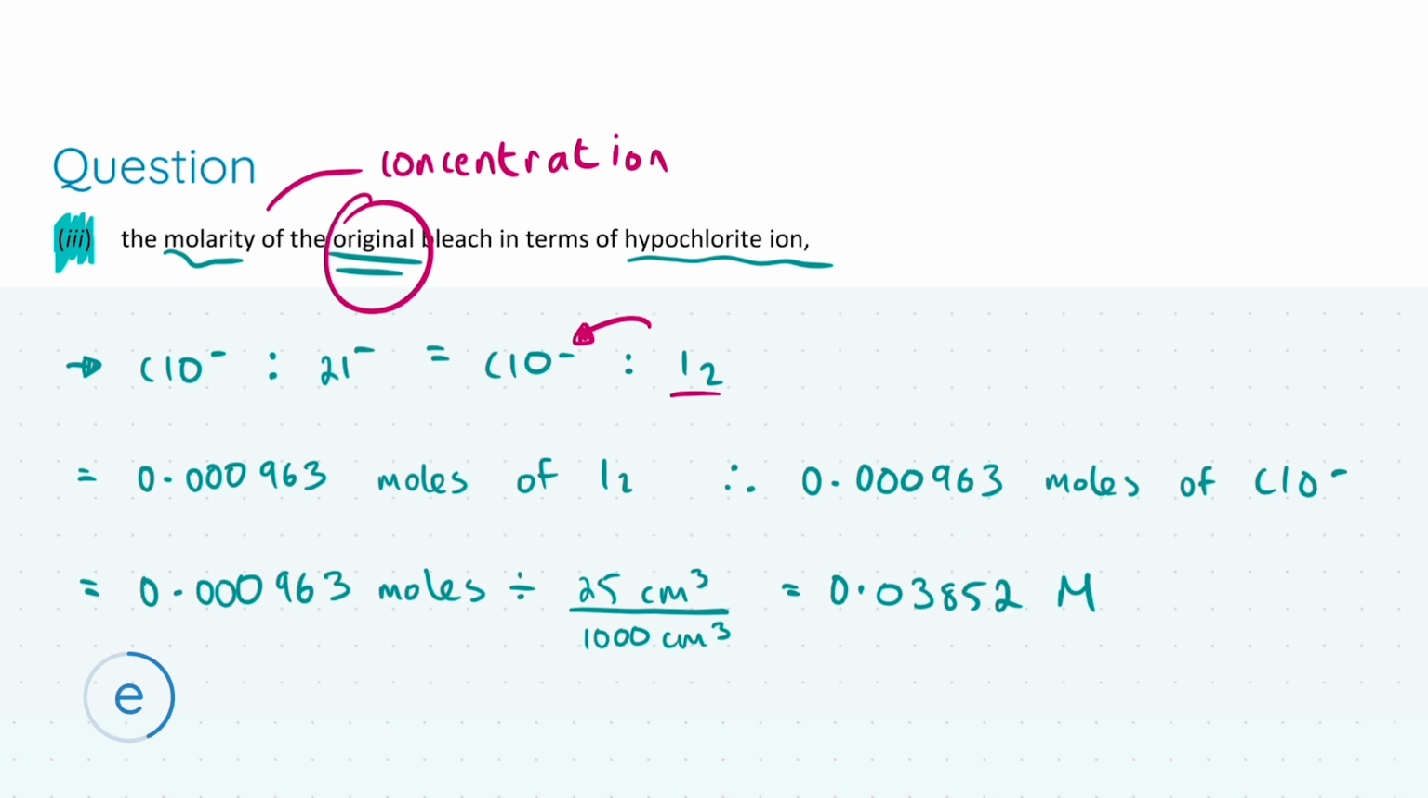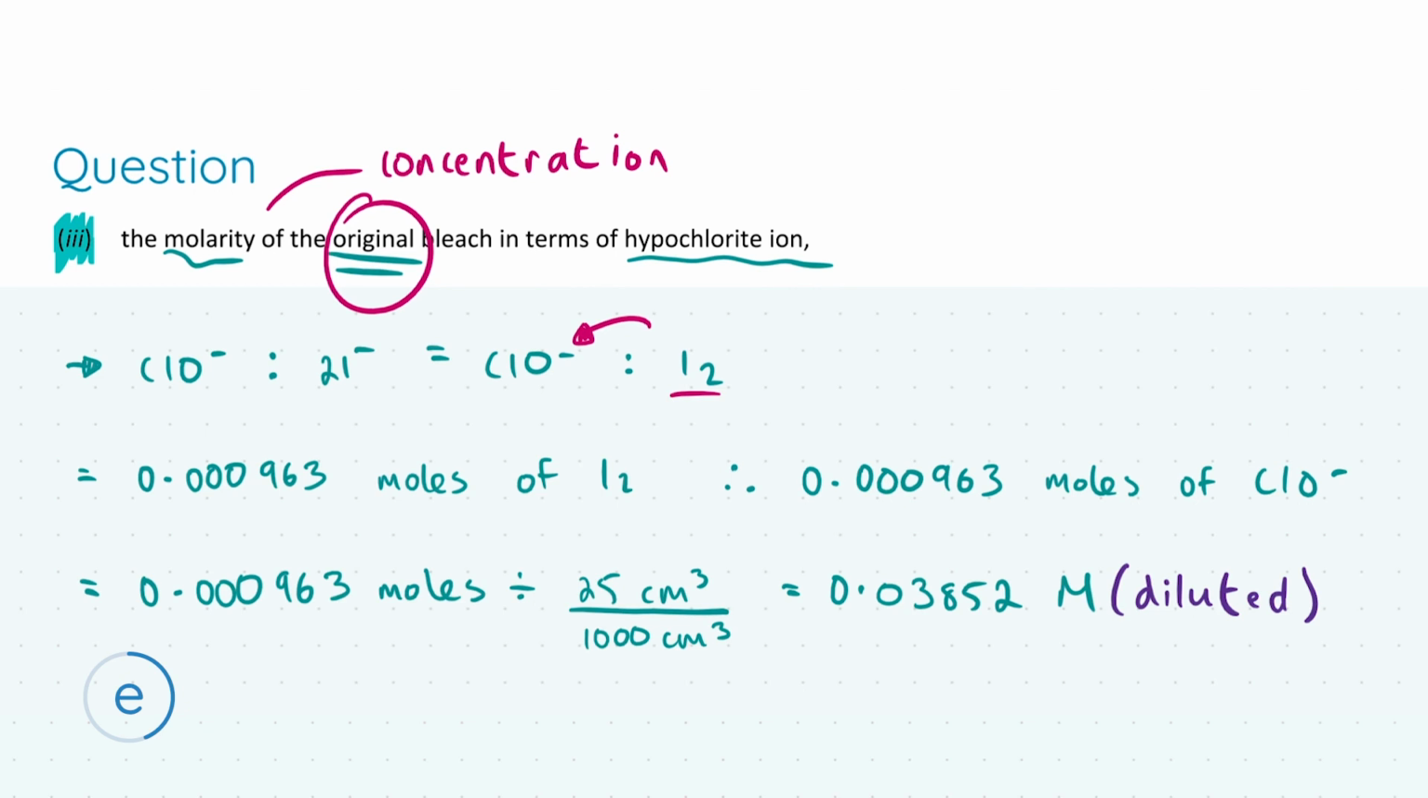So an important thing to note here is that this is going to be our diluted sample. Now that we know the molarity of our diluted bleach solution, it's actually fairly easy to convert this into our original bleach solution and find the molarity of that. And all we have to do now is multiply by our dilution factor.